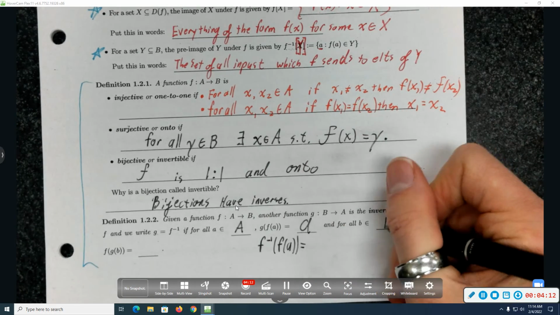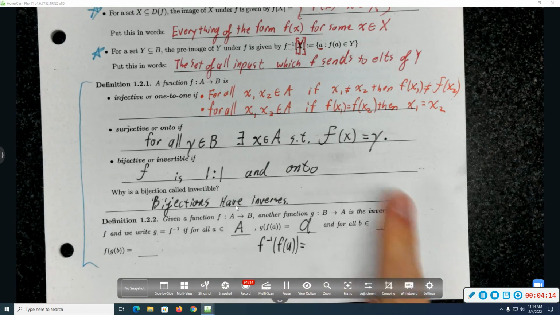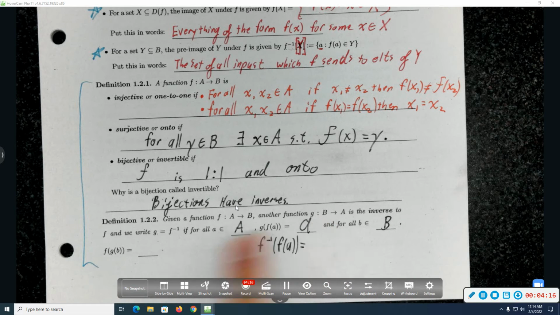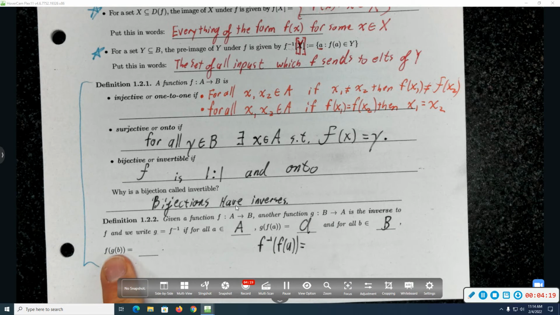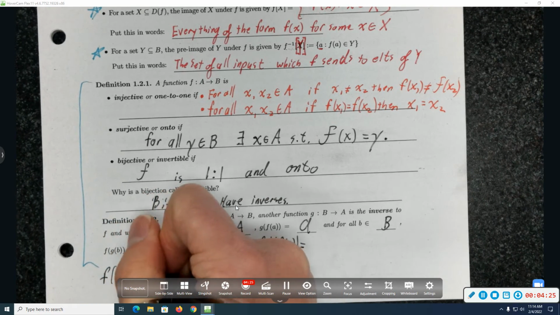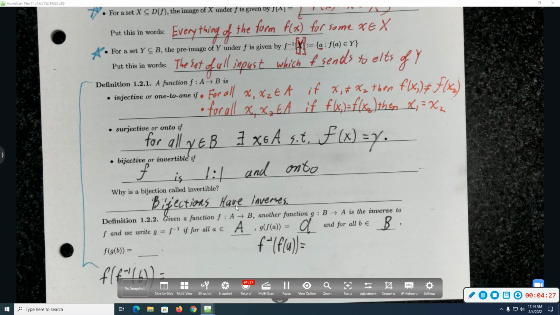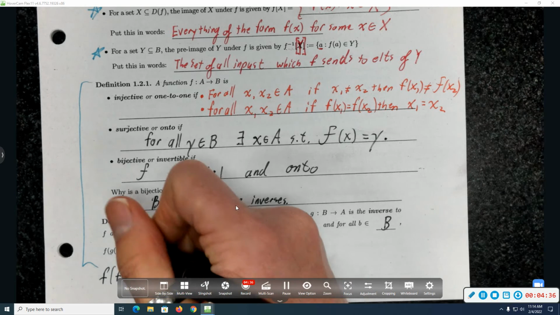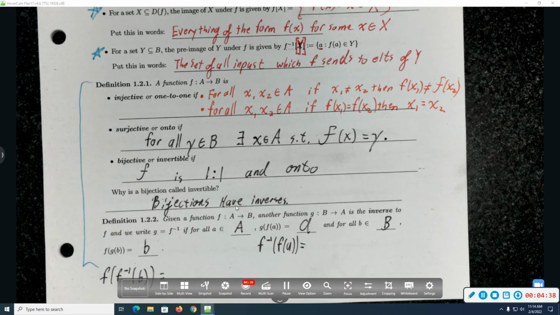For every b in the codomain, also known as the domain of g, f of g of b should be equal to, does that help? What should it be? Yeah. Cool. People feel okay?